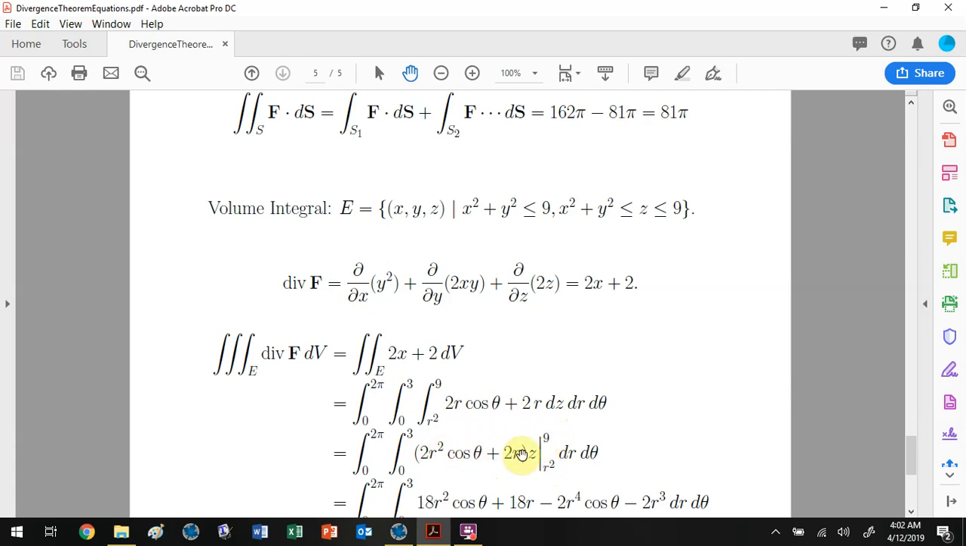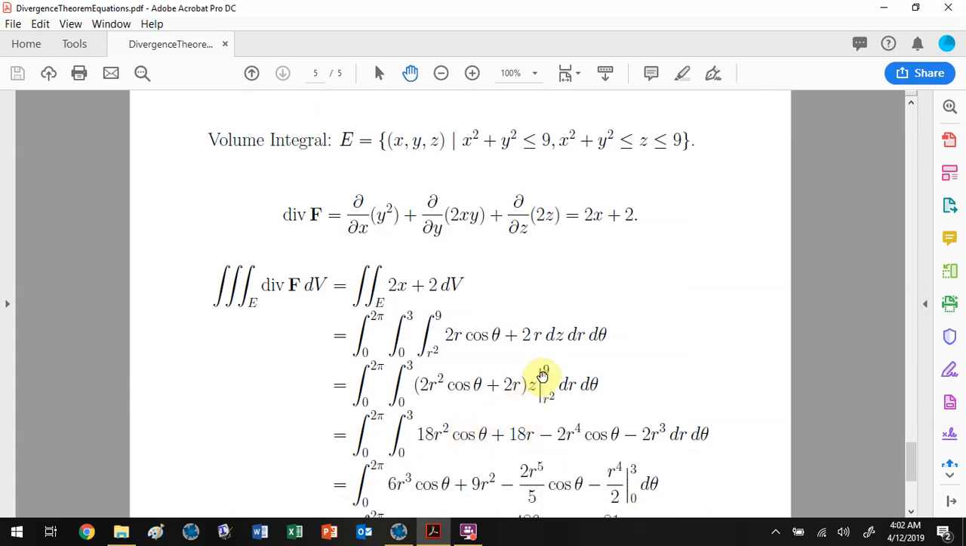So plug in the 9 first for z, and then subtract plugging in the r squared. So I did that down here. If we plug in 9 for z, we get 18r squared cosine theta for the first term. Plug in 9 for z, you get 18r for the second term. Then subtract plugging in r squared. So plug in r squared for z, and you end up with these pieces here to subtract, leaving a dr d theta.